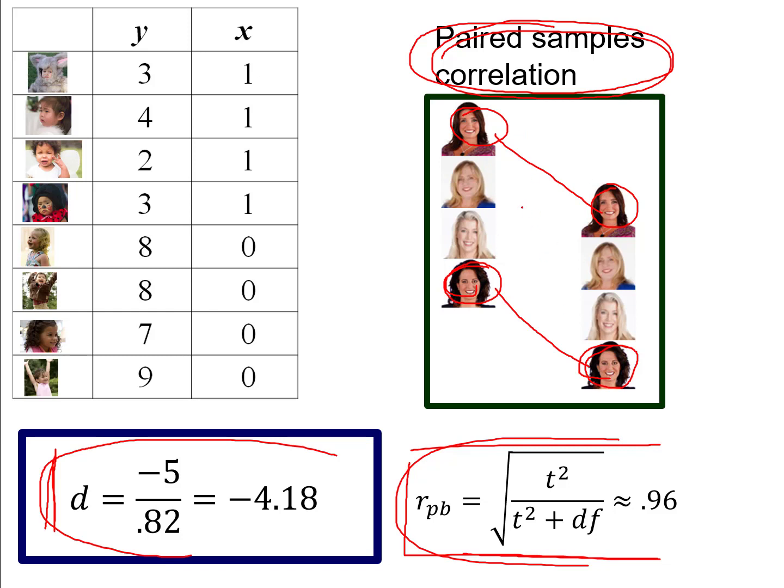And note that we can't even ask that question if we were doing a two-sample study where we had two groups. We couldn't do a paired samples correlation because we don't have pairs. We don't have people with scores at time 1 and time 2, so there'd be no way to do a paired samples correlation if I have a two-group analysis.